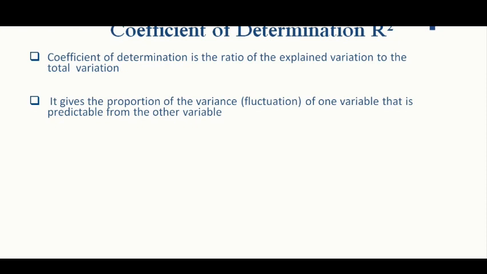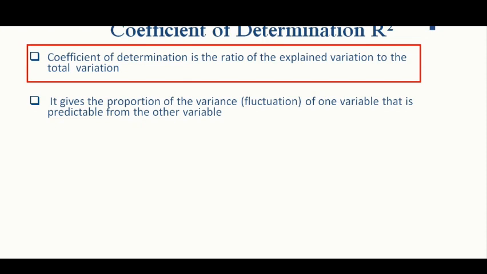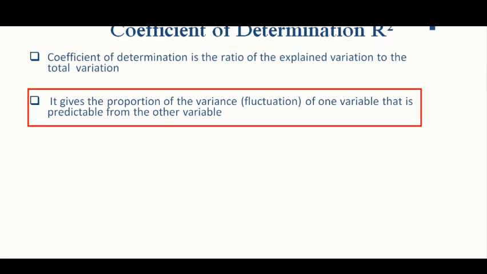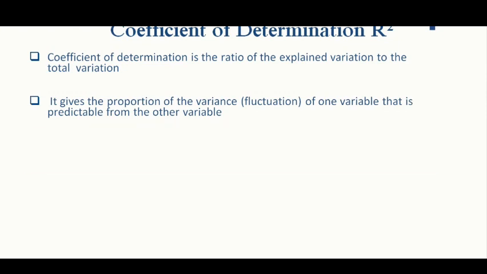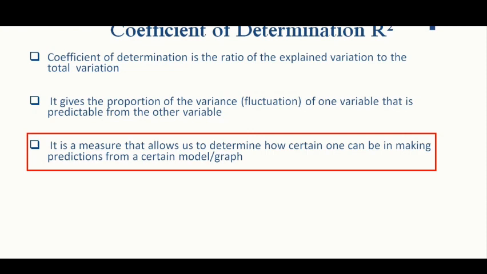Suppose we want to know that, then that information or knowledge is provided by the coefficient of determination, and that is computed as r square, where r is our regular correlation coefficient, also denoted by small r. Whenever we get into the multiple regression and multiple correlation setup, then we denote it by capital R. Coefficient of determination is the ratio of the explained variation to the total variation, which is the square of the correlation coefficient. It gives the proportion of the variance of one variable that is predictable from the other variable. It is a measure that allows us to determine how certain one can be in making predictions from a certain model or graph.